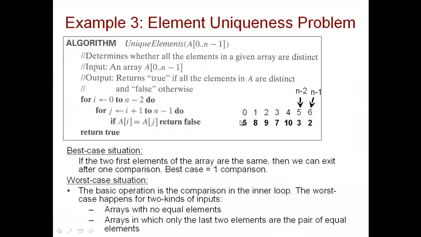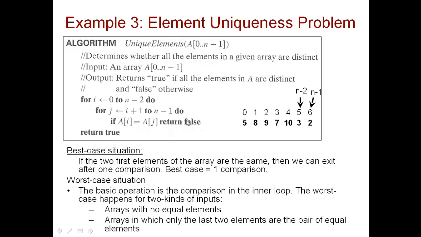We compare 5 with 8, they are not the same, so move on. 5 with 9, not the same, so continue. 5 with 7 and so on. Now in the first iteration, that is for i equals 0, for that loop we checked whether 5 is anywhere to its right, but that's not sufficient. You have to check for every other element. So that's why we run two loops.